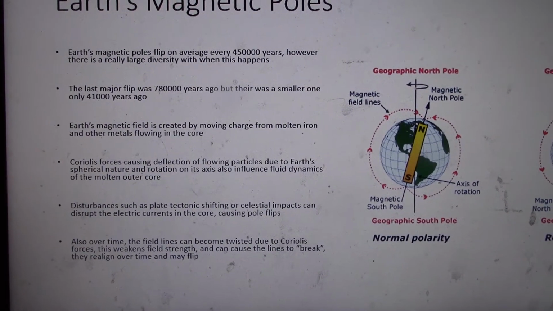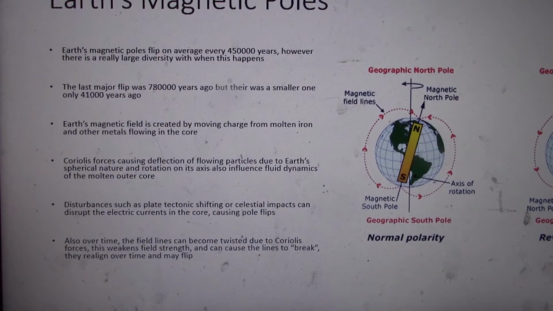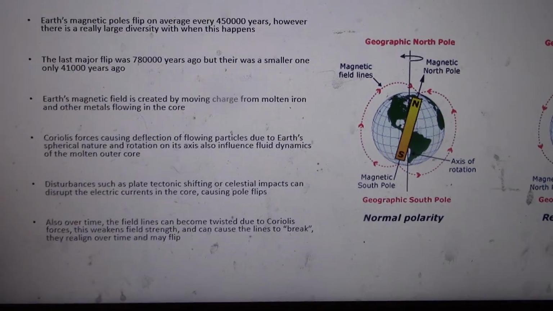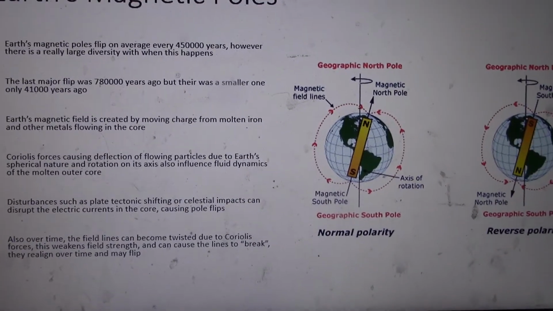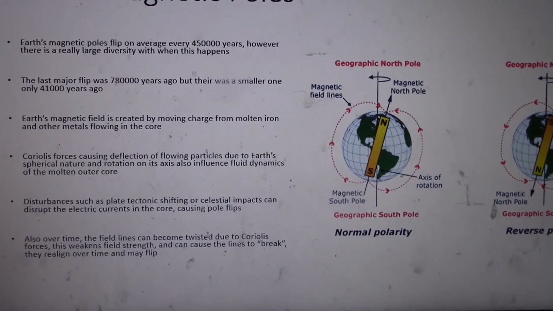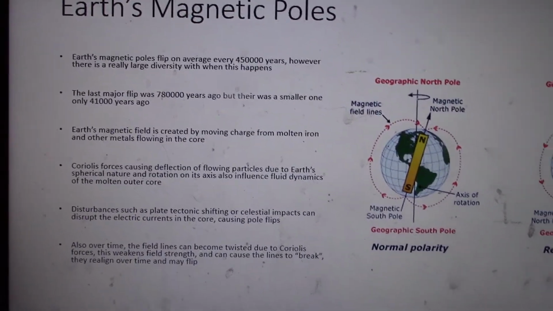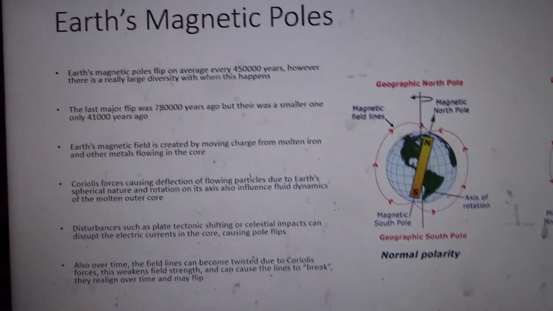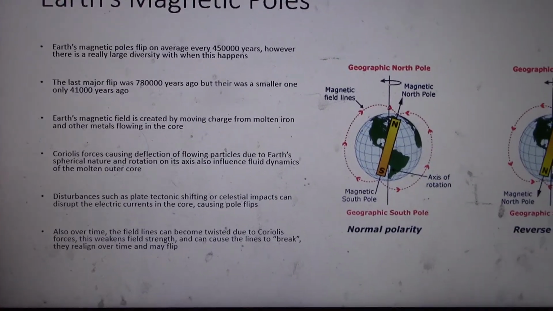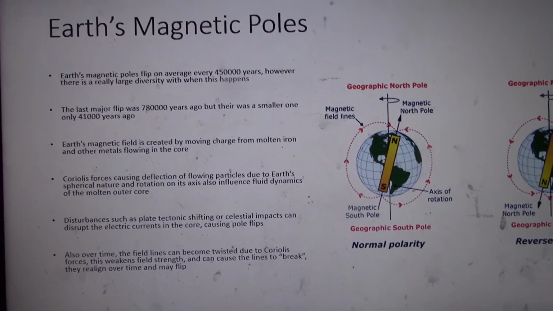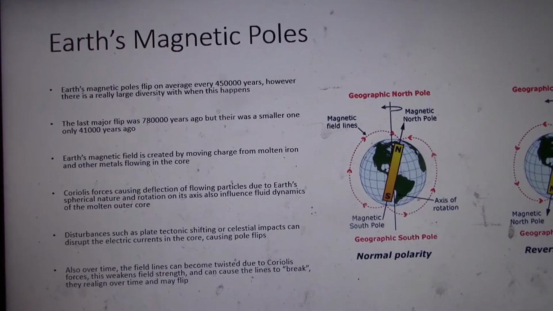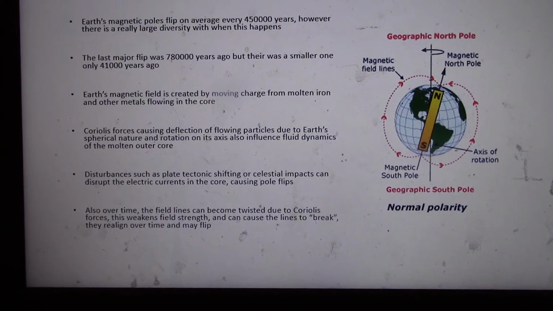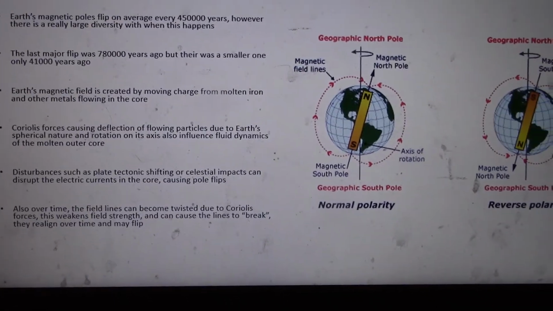So Earth's magnetic field is created by moving charge from molten iron and other metals flowing inside the core. As the Earth rotates, wind gets deflected, and those are called Coriolis forces. So particles get deflected because of the rotation of the Earth. So if I'm firing a rocket, for example, I not only need to account for the destination where I'm going to, but I also have to account for the speed and the rotation of the Earth to keep it on its course. So rocket science is actually pretty complex.